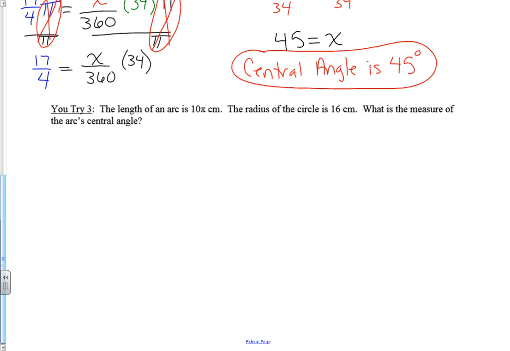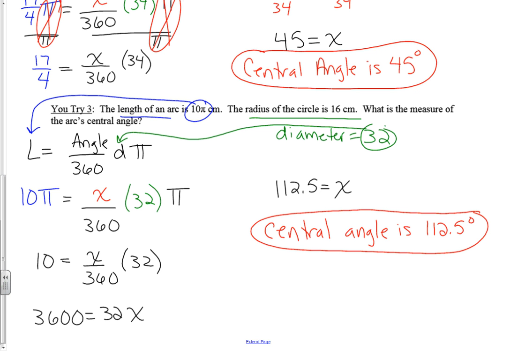Sorry about that. Here is our solution to you try 3. Please pause the video here if you did not get 112.5. And if you did get 112.5 degrees, then you are finished with your video lesson.